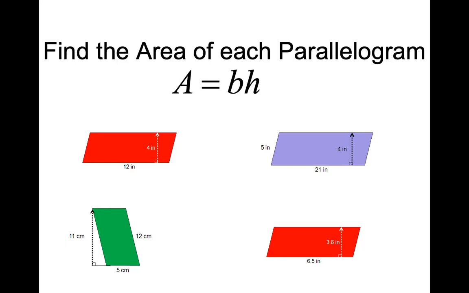The rest of them are pretty simple. If somebody makes a mistake, it's on this one. This one right here is also equally missed, because of this 5 right here. They will think that the 5 is the height. It's not the height. It's required to do the perimeter, 5 plus 5 plus 21 plus 21, but it's not part of the calculation for area. 21 times 4, easy, 84 inches squared.